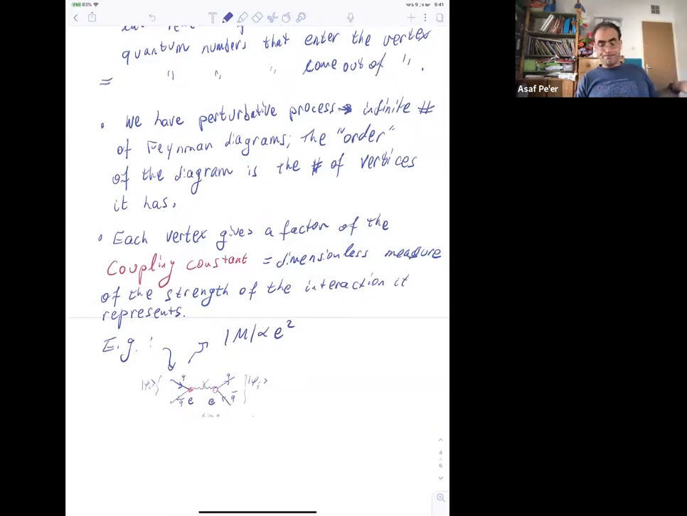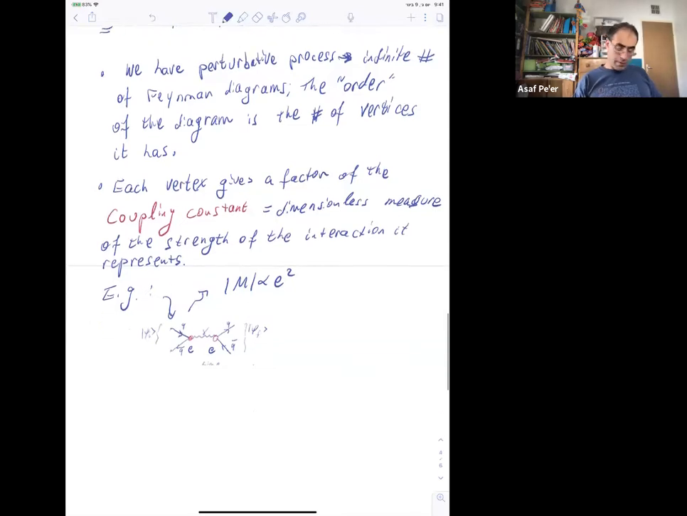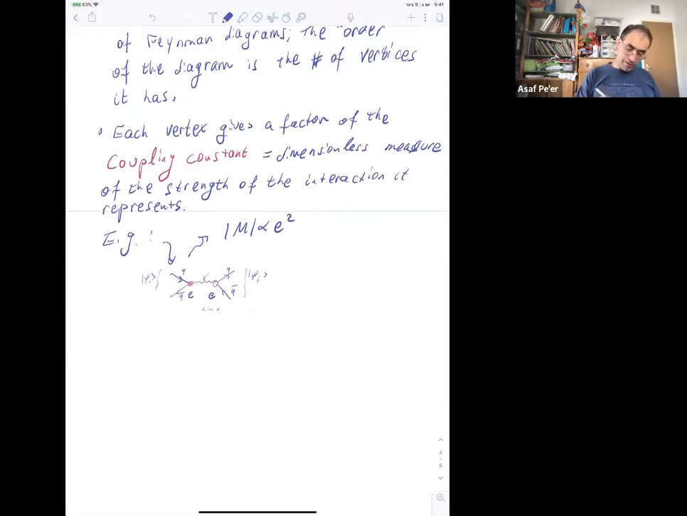So M is proportional to E squared. Okay, is everything clear? Yeah? I don't expect much difficulty. So, okay, in that case, then let's go for a question. So let's start with a simple question.